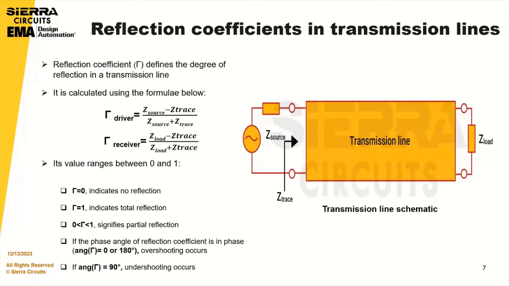In this schematic, the driver impedance, Z sub trace is the line impedance, and Z sub load is the load impedance. You can calculate the reflection coefficients using these formulas. The reflection coefficient ranges between 0 and 1. If it is equal to 0, it indicates a perfect match between the transmission line impedance and connected components. If it is equal to 1, it signifies total reflection. If the value is between 0 and 1, it's a partial reflection. If the phase angle of the reflection coefficient is 0 or 180, overshooting occurs. If the angle is 90 degrees, undershooting occurs.